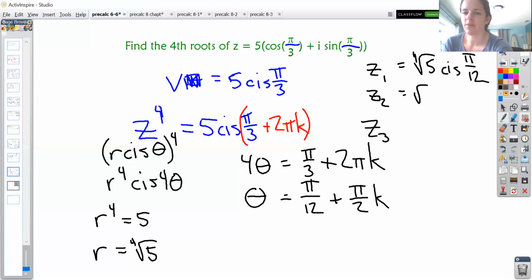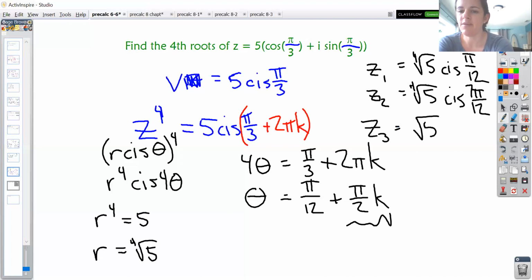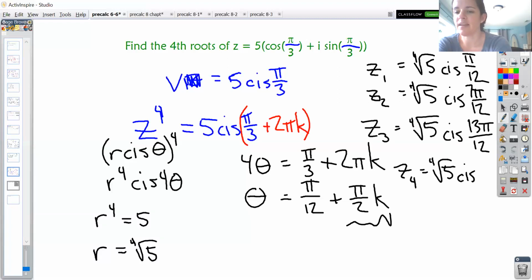Z2 would be the 4th root of 5 cis, and then what does it say to do? It says, well, let's add pi over 2. If there are 4 roots, they're all pi over 2 apart on the circle. And then let's make a common denominator. So that would be 6 pi 12ths, and I'll add that to the pi 12ths and get 7 pi 12ths for the next one. Z3 would be the 4th root of 5 cis, add another 6 pi 12ths, and I'll get 13 pi 12ths. And then Z4 would equal the 4th root of 5 cis, let's add another 6 pi 12ths and get 19 pi 12ths.